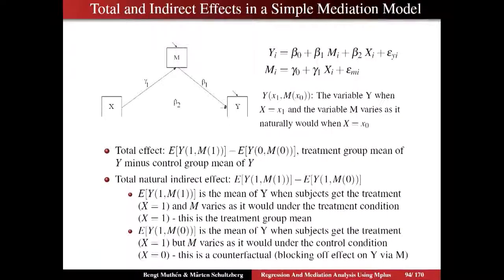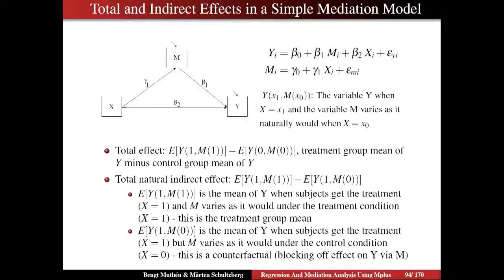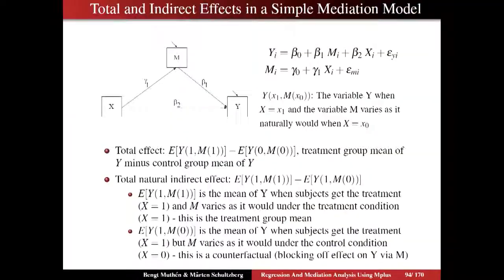And once again, we have to remember what the definition is. What does this construction mean? And this you will see in the causal effect literature quite a lot. It refers to the variable Y when X equals x1, say treatment, and the variable M varies as it naturally would when X is equal to control, say. So that naturally varying idea is why the term natural indirect effect comes about.